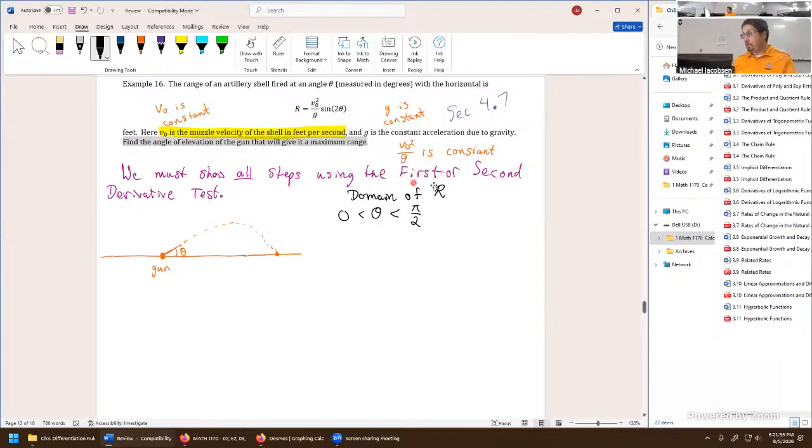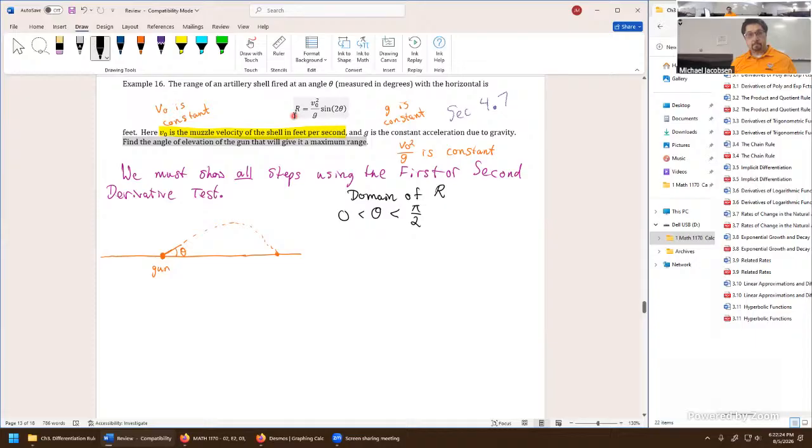Now, whether we're using the first or second derivative test, the first thing is just to differentiate R. So we're on to that next step. But any questions with the preliminary analysis, in particular getting the domain? Okay, well, let's start by differentiating this on our next step.